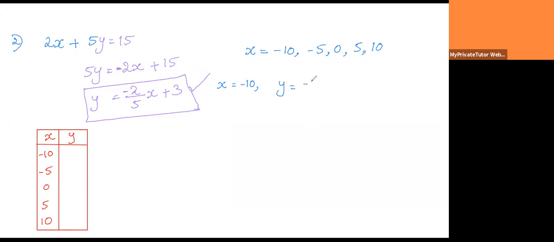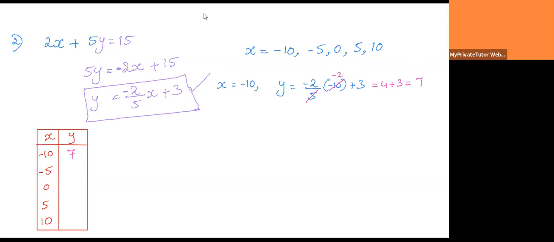Let's do that quickly. y equals -2 over 5 times x, which is -10, plus 3. I'm just doing this quickly, guys. Let me know if you have any questions. See, 5 into -2 times -10. Then we have a -2 here and a -2 here. -2 times -2 is +4. So +4 plus 3, which is 7. So at x equals -10, the y value is +7.